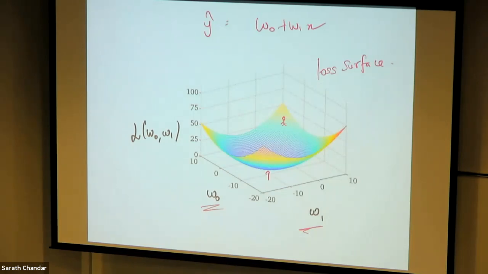Now the beauty of this loss surface is it doesn't matter where you start. You could start here or you could start here. You take these tiny steps towards the negative slope, you are going to eventually reach the minimum. Now, that is the idea behind gradient descent, okay?